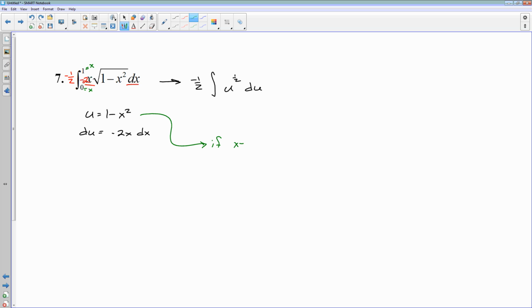If x is equal to 0, then using this equation, u is going to equal 1 minus 0 squared, which is 1. So my x limit of 0 becomes a u value of 1. And then if x is 1, that means my u, 1 minus x squared, would be 1 minus 1 squared, which is 0. So I'm going to go from 1 to 0 of this integral.